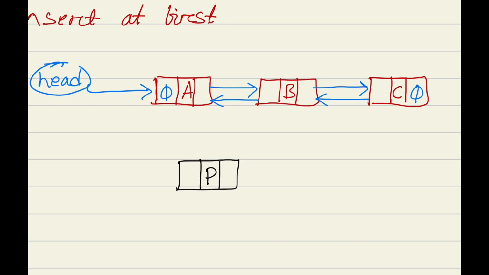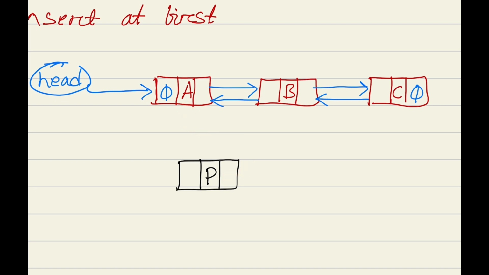Now, update. So, when we create the new node, the data is P, and the previous of P and the next of P both are null. Now, update the next of P, that is going to refer to this one, A. So, what is A? A means the node that is referred by head. So, head is referring to A. Now, update the next of P, that is going to refer to the current head.